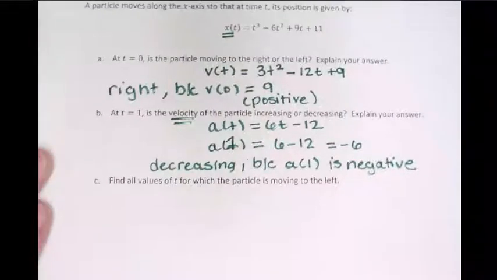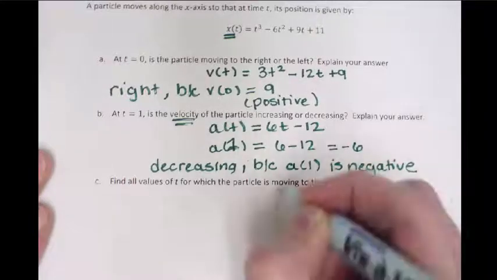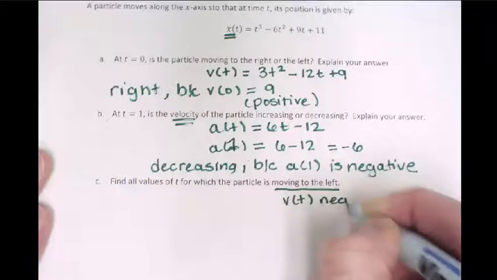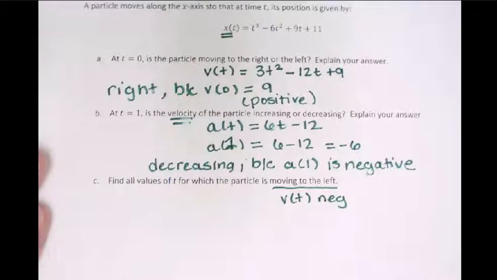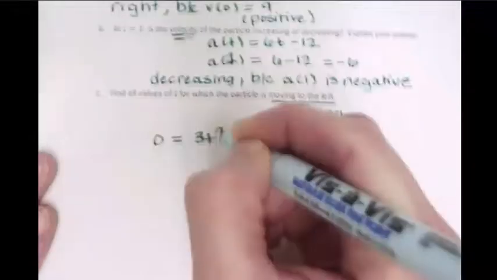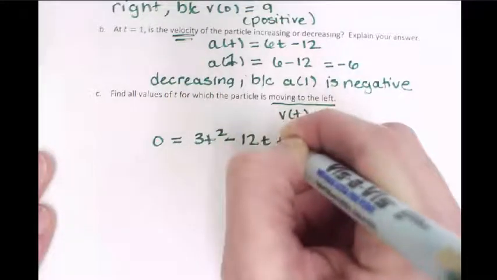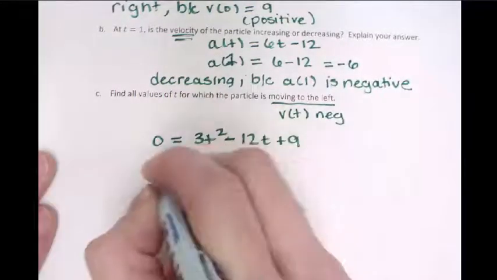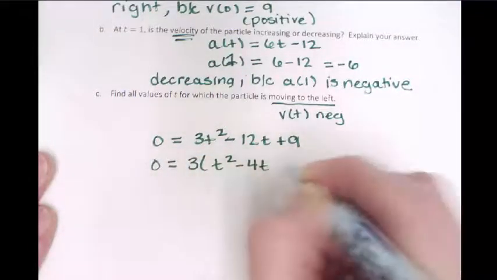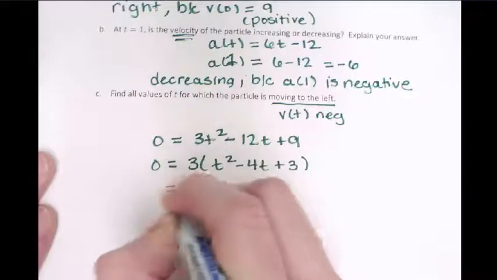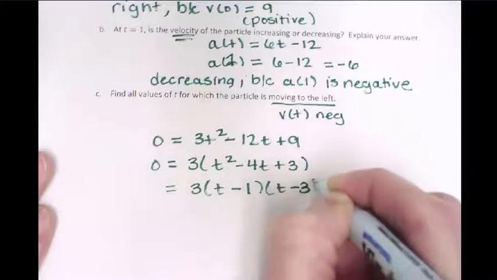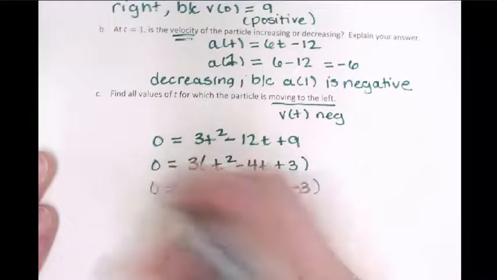Okay, and then it says find all the values of t for which the particle is moving to the left. So basically, where is the derivative negative? We're going to do this just like we did with critical points on the number line. So we set our derivative equal to 0 and solve. You'll notice the first thing you could do is factor a 3 out of all of these. Always look for your GCF. Then factors of 3 that add up to negative 4 would be negative 1 and negative 3. So we get t equals 1 and t equals 3.